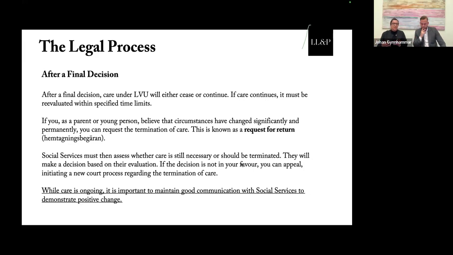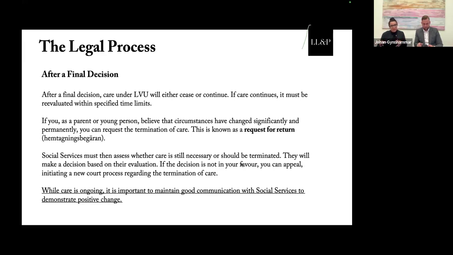This request is actually done from you to the social services, basically, because the social services must then assess whether care is still necessary or if it should be terminated. So when a person or a parent does a hemtagningsbegäran, you have to tell the social services that we wish to make a hemtagningsbegäran, and they will have approximately 3 months to make this investigation and make a decision based on this evaluation.